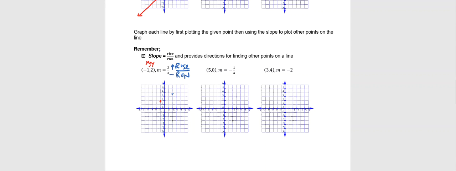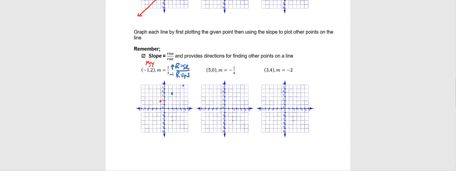Now, the luxury I have is because I have the space to do it, I can continue counting rise and run with each new point that I've created. So from this point, as long as I have the space to do it, I can count a rise of 2 again. My rise and my slope is 2. I can go up 1, 2. I have the space to do it. And I can run 1, 2, 3 to the right, and I can pick up yet another point on that line.